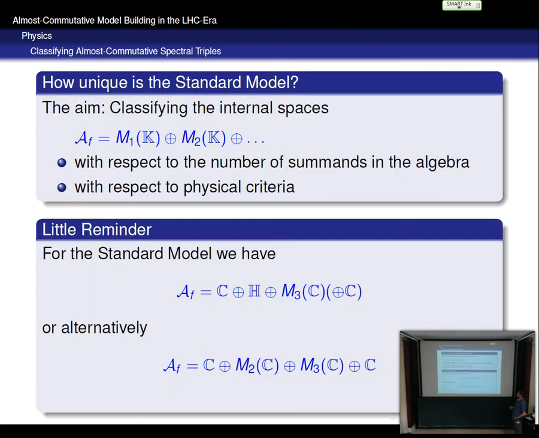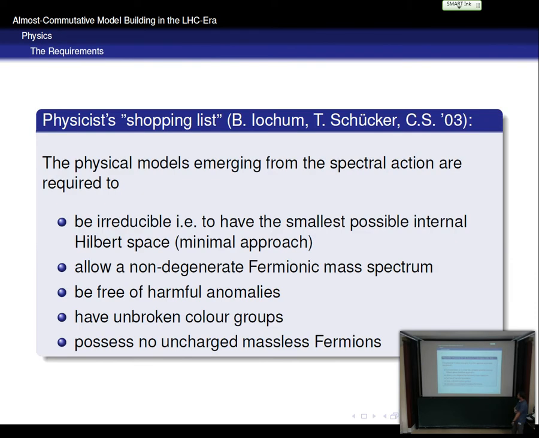So how unique is the standard model? That's something we did in Marseille a couple of years ago. We just take some internal space and try to classify the models that come out with respect to the number of summands and with respect to some physical criteria we choose for our convenience. As I said, the standard model looks roughly like this, or we can also replace the quaternions here by complex 2 by 2 matrices. So there are different ways of constructing it. And then we just wrote a physicist's shopping list. This is just something we like to have. There's no deep reason, in the sense that there's no mathematical force to choose something like that.